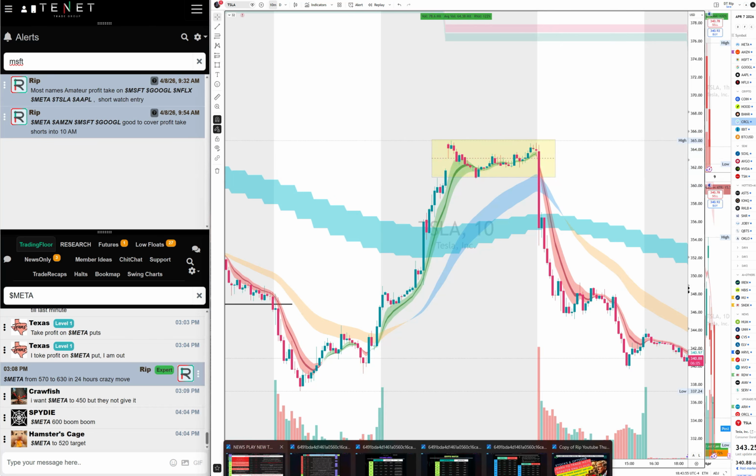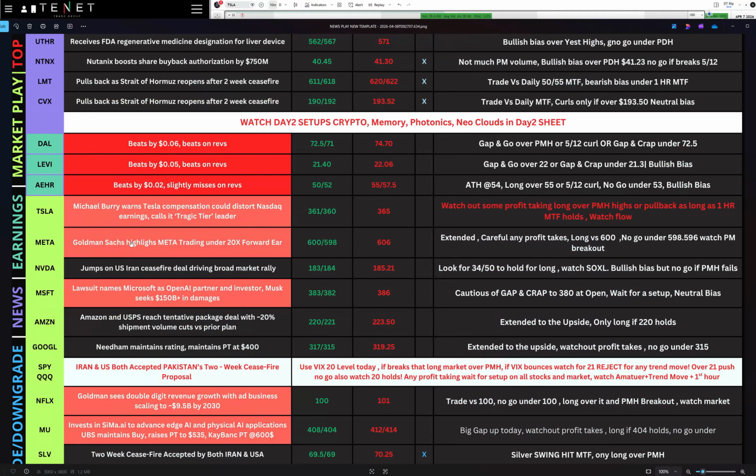But there was another bad news. Michael Burry, the pre-market plan: Michael Burry says Tesla compensation could distort the earnings, and he calls the tier leader, so he was bearish. We were gapping up. We have two stop risk levels, 361, 360, and resistance was 365.